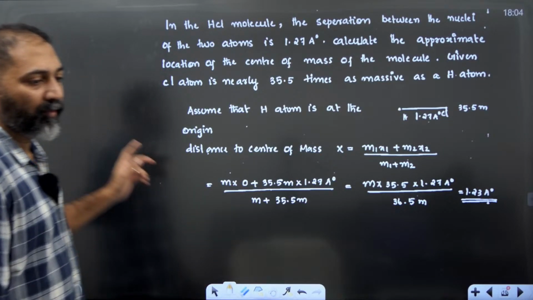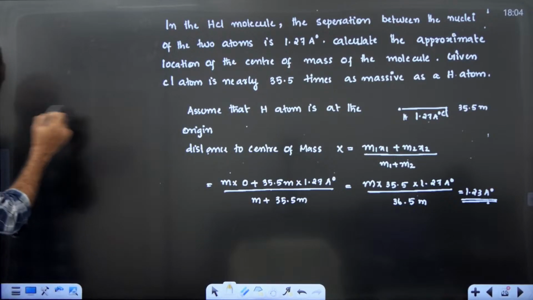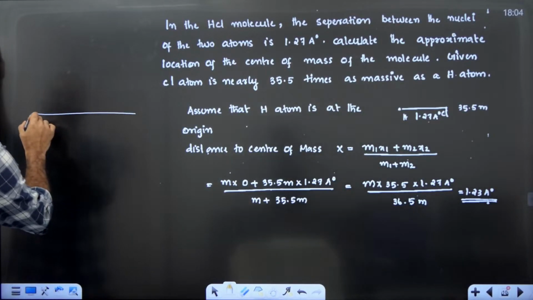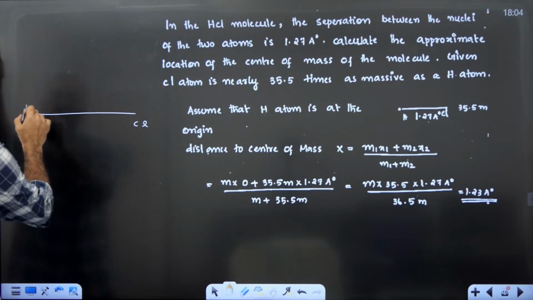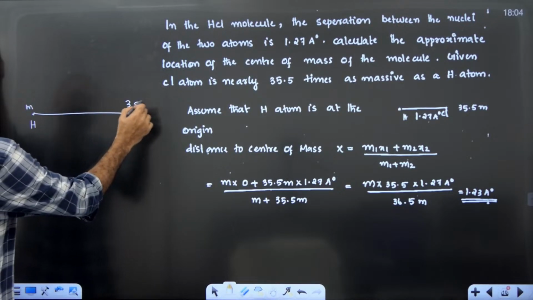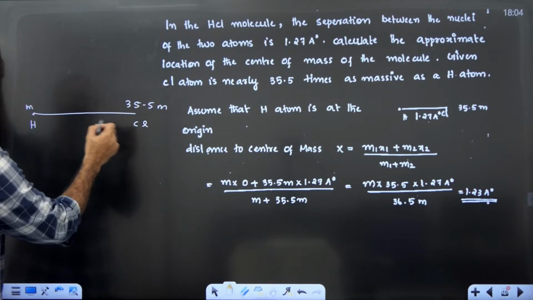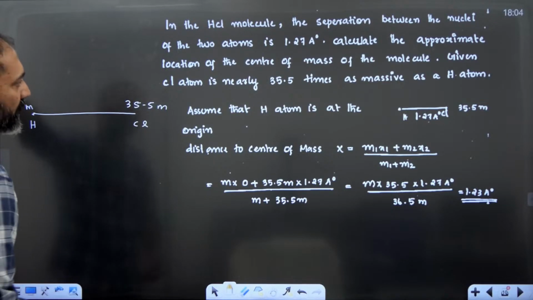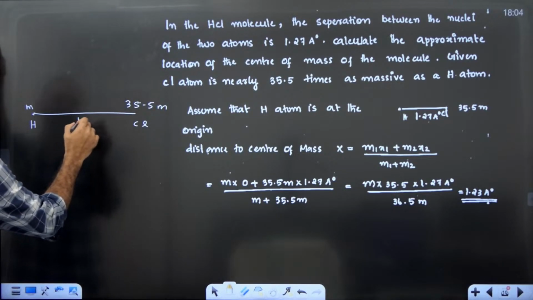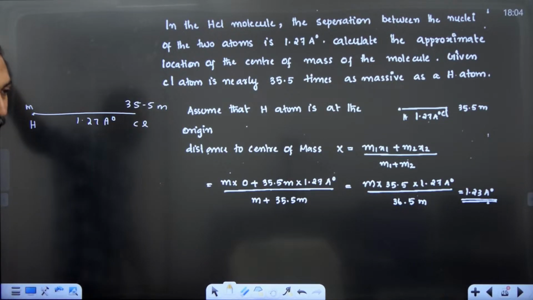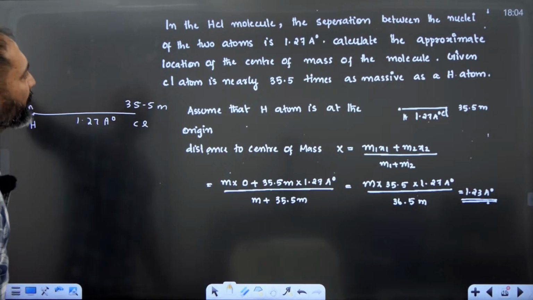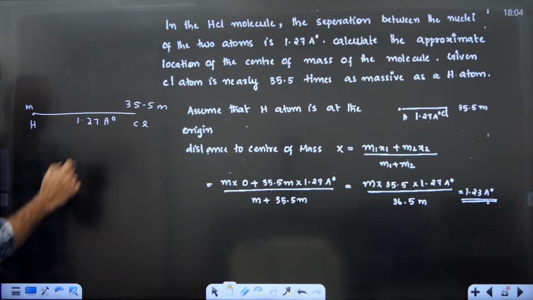Now remember this problem, the HCl molecule. In the HCl molecule, hydrogen we are placing at the origin. Hydrogen has mass m, Cl has mass 35.5 m, that is 35.5 times the mass of hydrogen, and it is separated by a distance of 1.27 angstrom. In the HCl molecule, the separation between the nuclei of the two atoms is 1.27 angstrom.